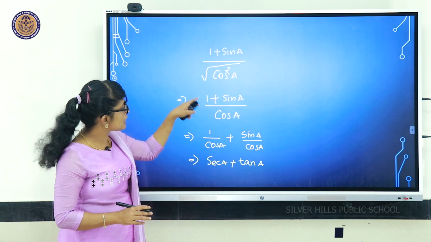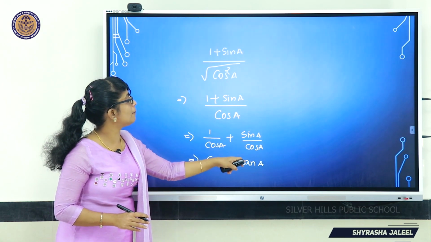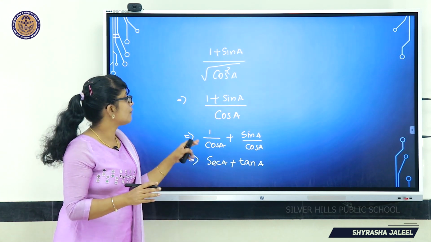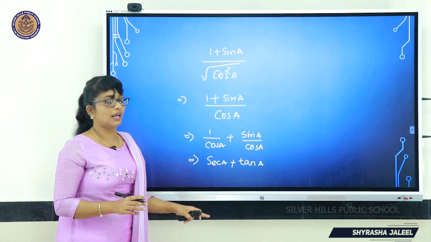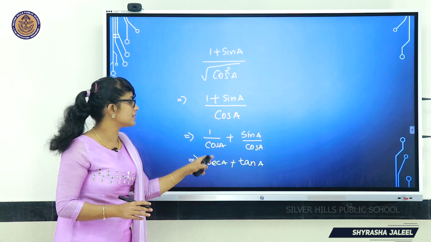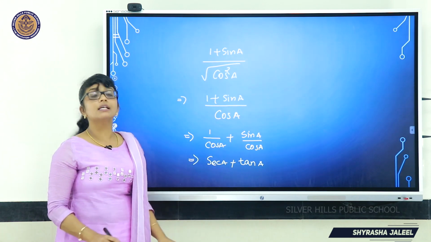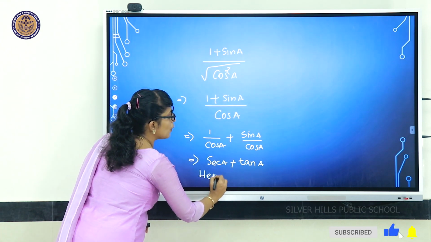From this part onwards, 1 by cos A plus sin A by cos A. Why do we split? Because we have to get the RHS, sec A plus tan A. Because of that we split into 1 by cos A plus sin A by cos A. So the answer is sec A plus tan A. Hence proved.